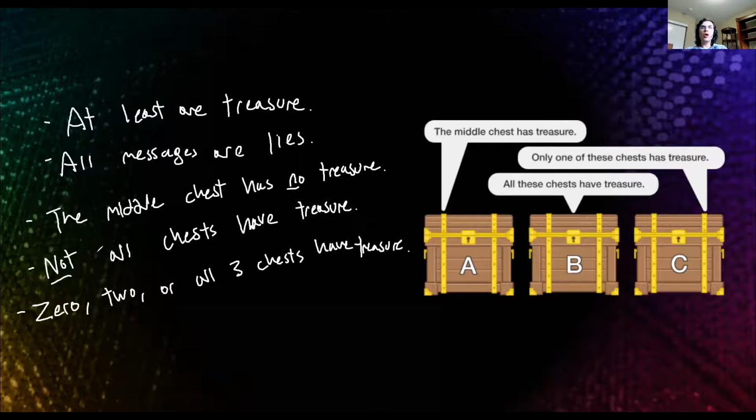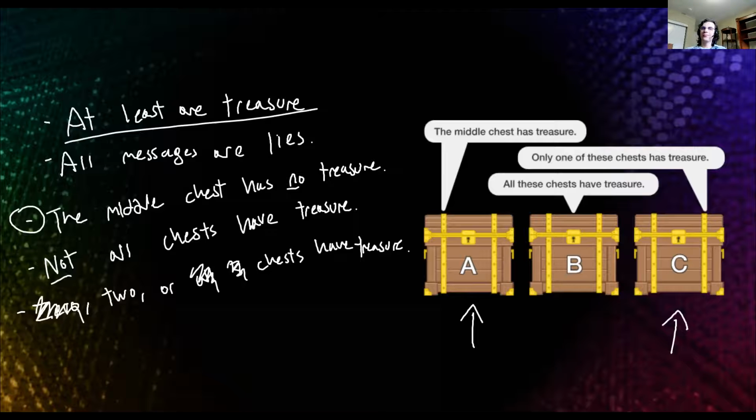Okay, so we know not all chests have treasure, so I've eliminated the all possibility. So now I know 0 or 2 chests have treasure, right? But I also know, because at least one has treasure, that there's not 0 chests with treasure, so there must be 2, right? Okay, so it could be A and B, A and C, or B and C, right? But I also know, again, the middle chest does not have treasure. Okay, so if I know it can't be B, then it must be A and it must be C. Do you see what we did there?